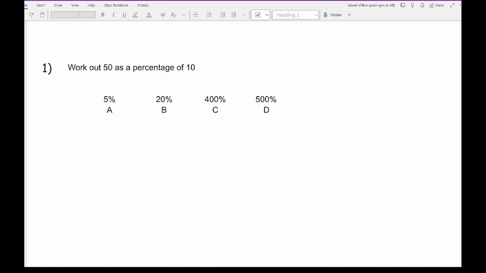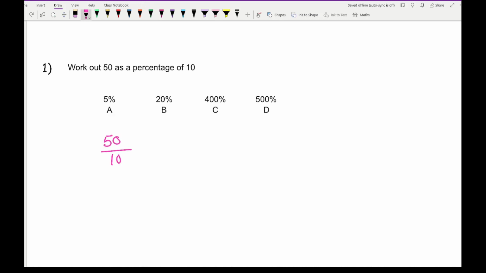So getting started on this percentage question, question 1 says work out 50 as a percentage of 10. Now with multiple choice, it's always worth writing down and showing some working out just to make sure that you are getting the correct answer. So for this one it's going to be 50 over 10, and then we multiply that by 100. Now you can do that on the calculator, or you can recognize that this is simply going to be 5. So it's going to be 5 times 100, which equals 500. So the correct answer is answer D.